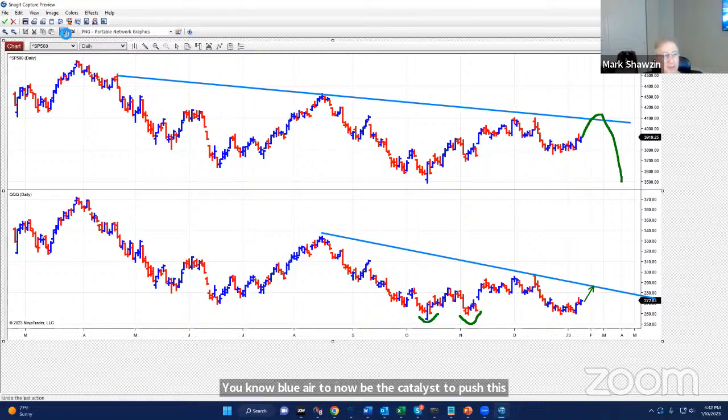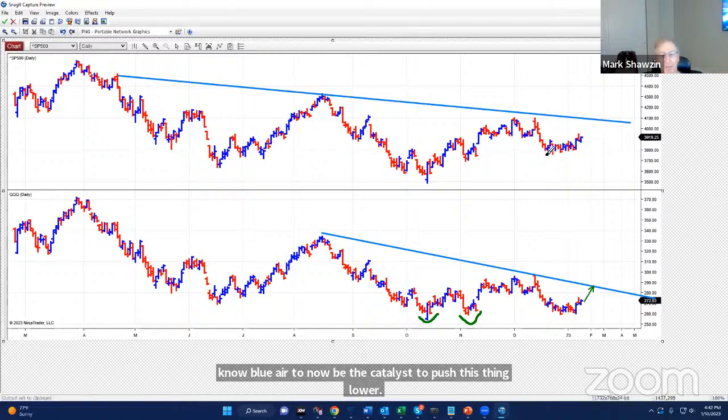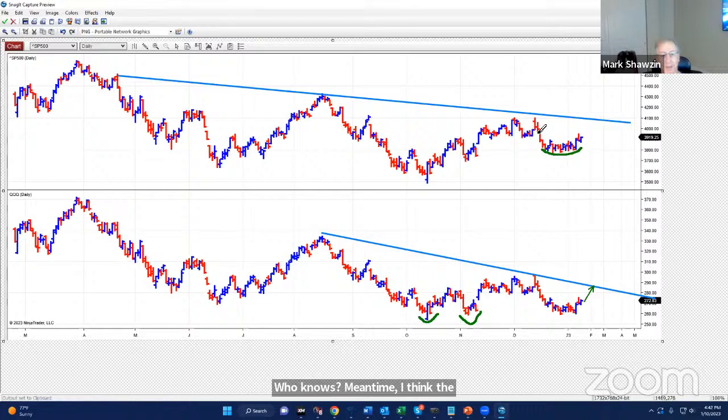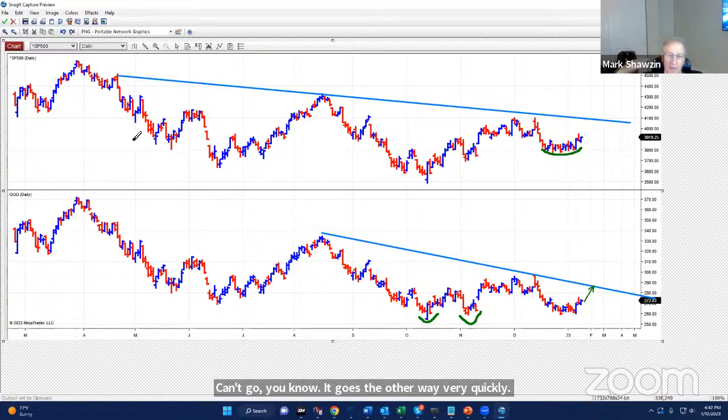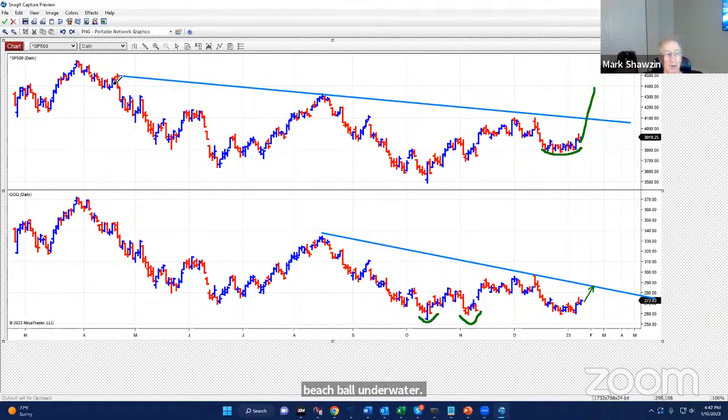Who knows? Meantime, I think the momentum is to the upside. You can see that really the market stopped going down. It's like pushing on a string. When the market just pushes, can't go, it goes the other way very quickly. It's like a beach ball. You try and push a beach ball underwater, you push, you take your hand off. What happens? It just explodes.